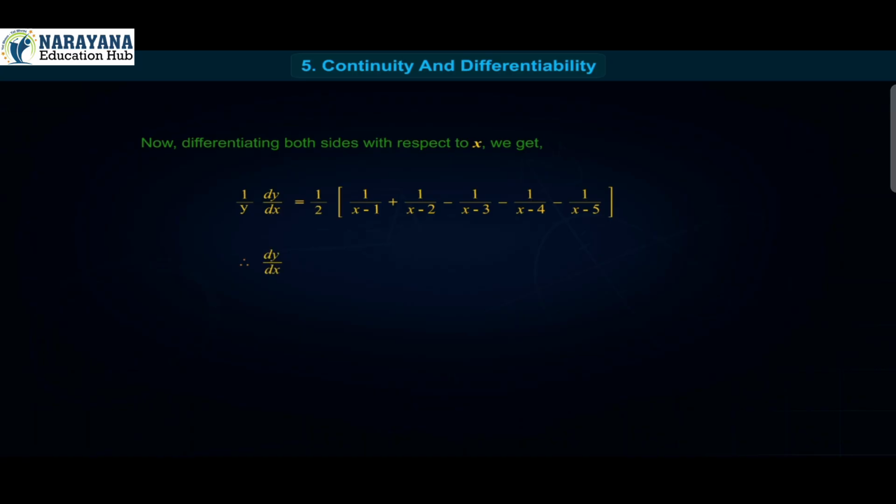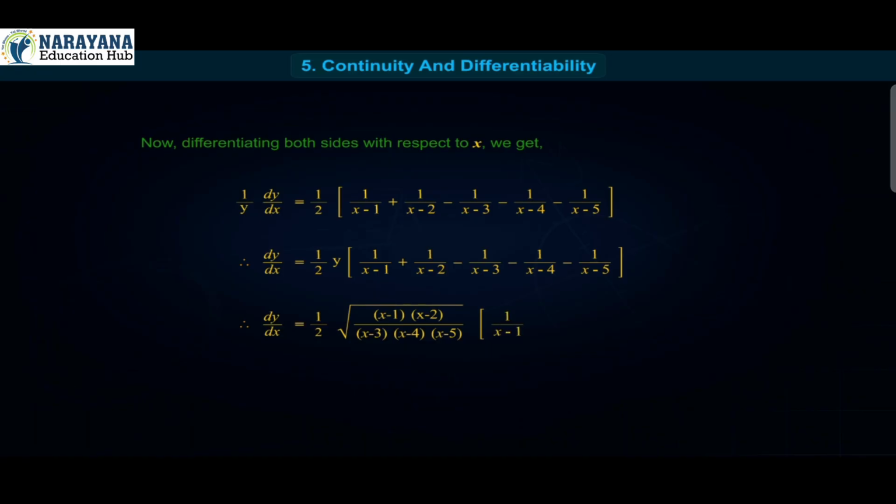Therefore, dy/dx is equal to 1/2 into y into [1/(x-1) + 1/(x-2) - 1/(x-3) - 1/(x-4) - 1/(x-5)]. Therefore, dy/dx is equal to 1/2 into square root of (x-1)(x-2) upon (x-3)(x-4)(x-5) into [1/(x-1) + 1/(x-2) - 1/(x-3) - 1/(x-4) - 1/(x-5)].